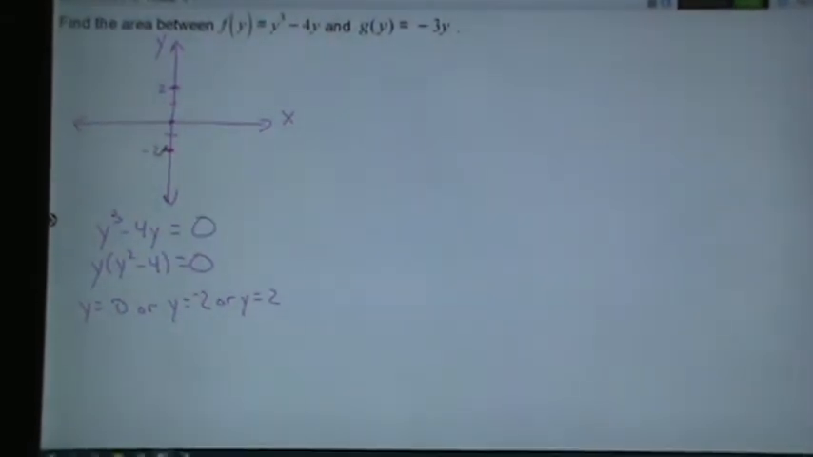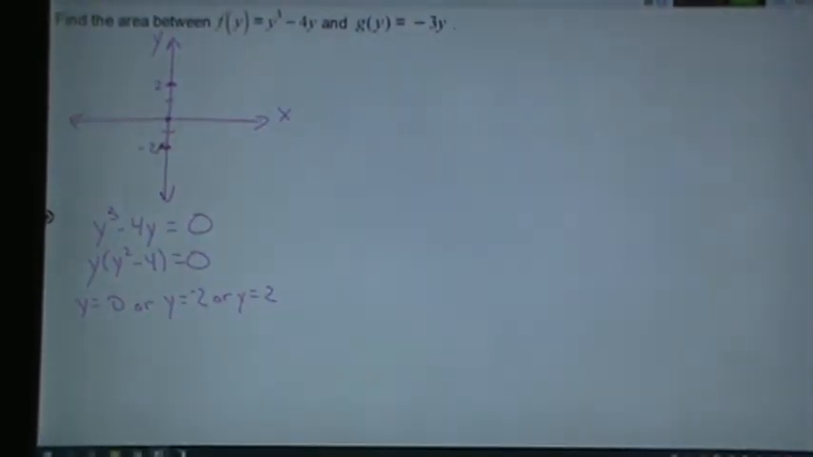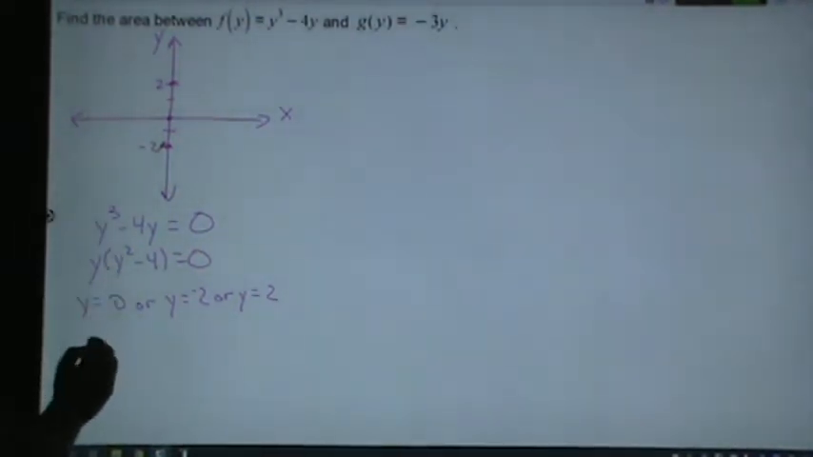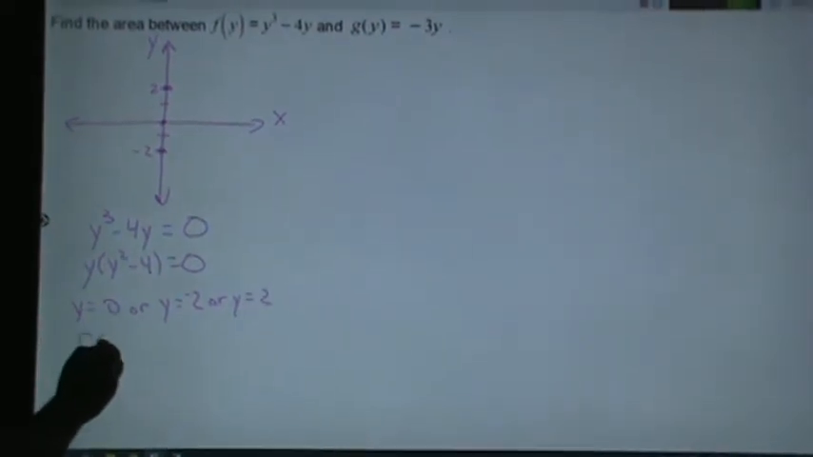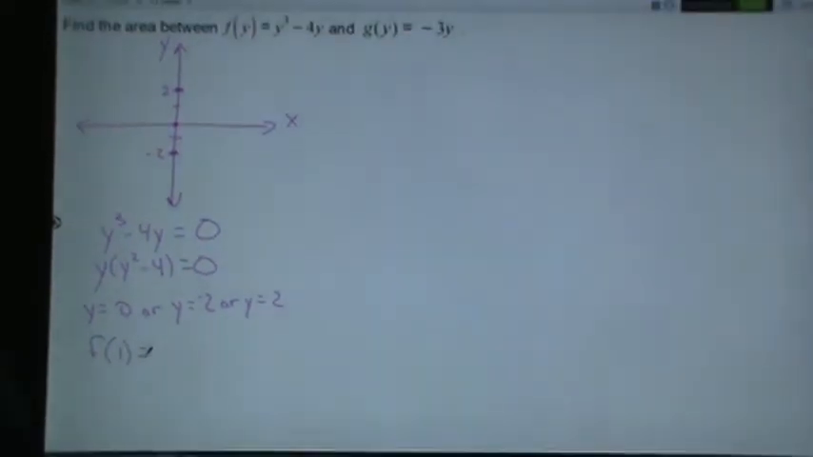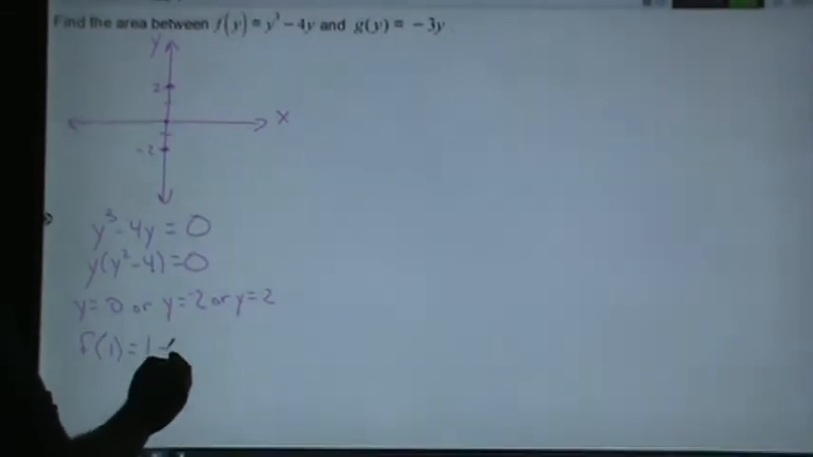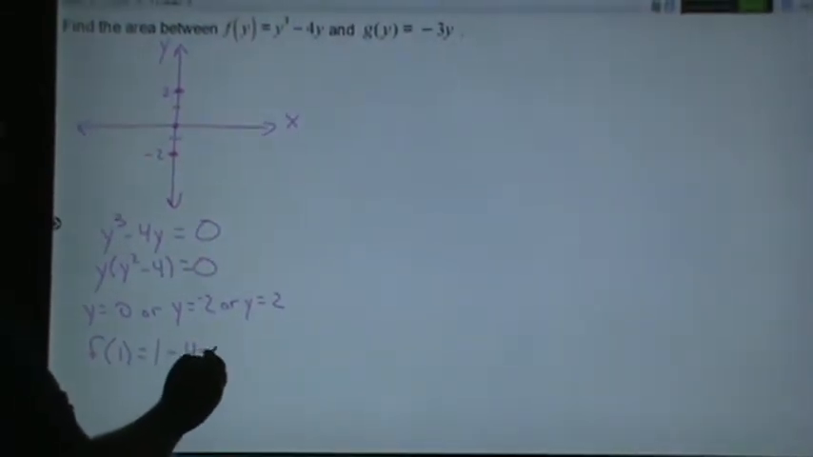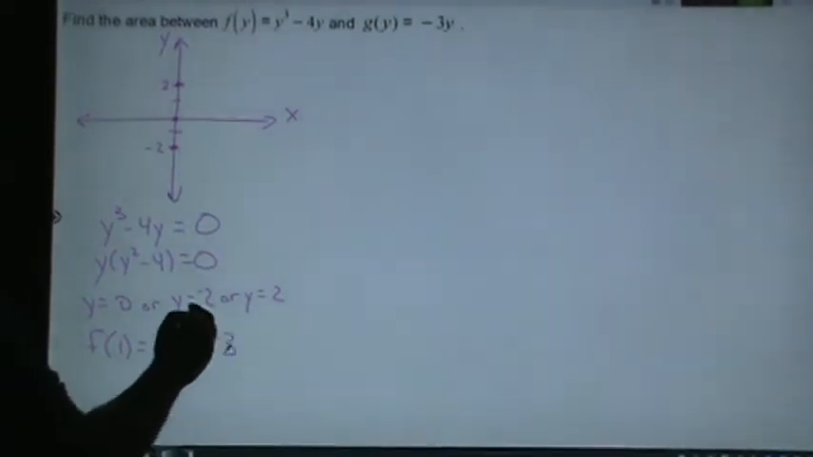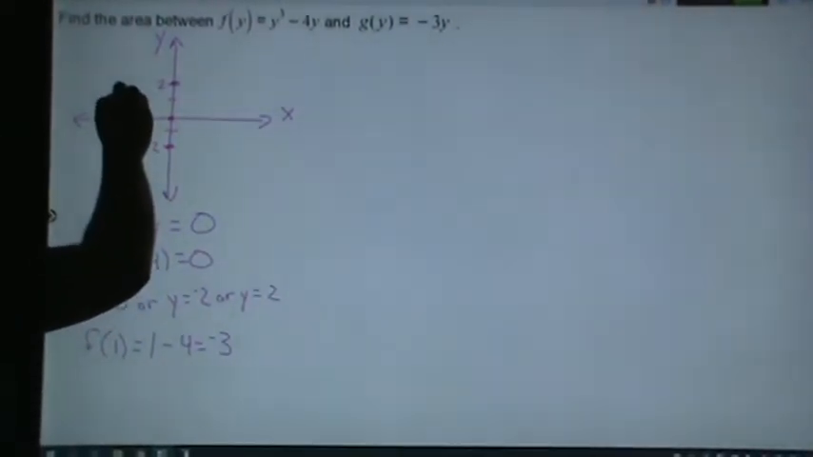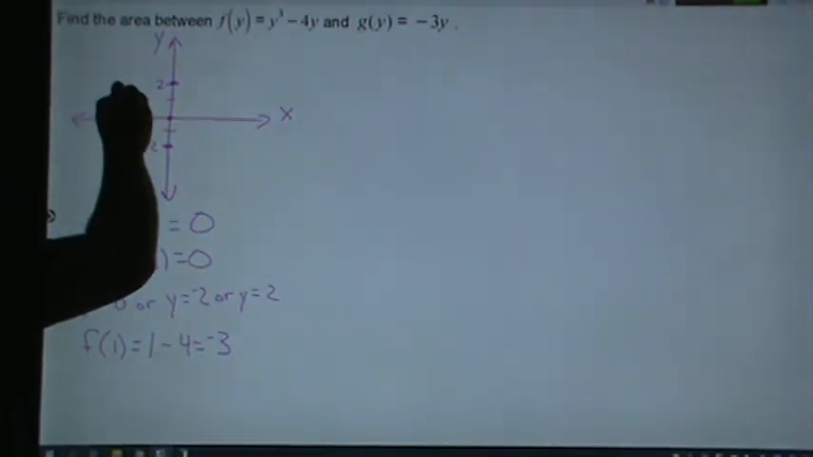I know it's a cubic, so it should have a lot of curve to it. So maybe to figure out how that curve works, what I could do is evaluate the function. I could evaluate f at 1. Let's see. If I evaluate f at 1, I have 1 cubed, which is 1. Minus 4 times 1 is 1, so that's negative 3. This is an x value, remember, so we're going to be left 3, 1, 2, 3, and up 1.